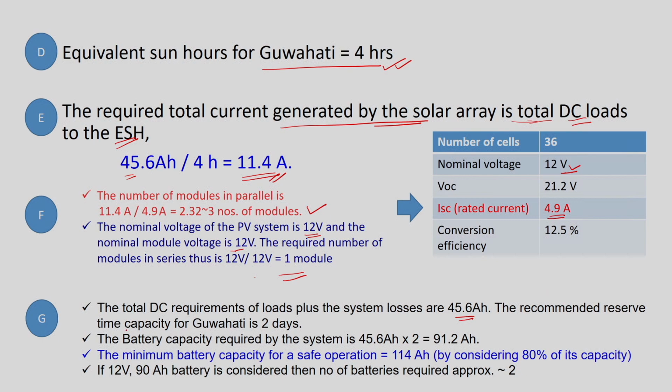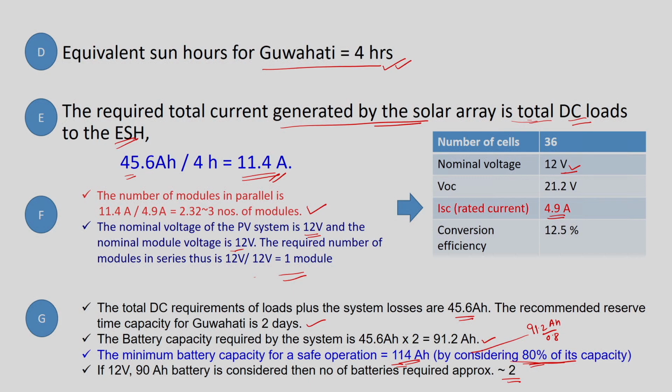The total DC requirement for load plus system losses is 45.6 ampere hour. The recommended reserve time capacity for Guwahati is 2 days. So the battery capacity required by the system, multiplying by 2, is 91.2 ampere hour. The minimum battery capacity for safe operation, considering 80% capacity, is 91.2 divided by 0.8, which gives 114 ampere hour. If we consider a 12 volt 90 ampere hour battery, the number of batteries required will be approximately 2. That way we can do the calculations.